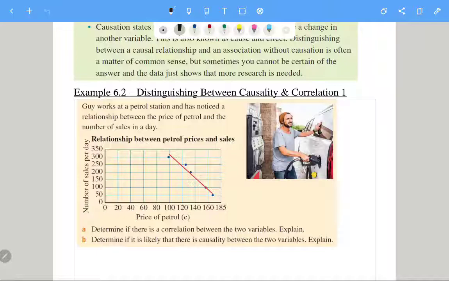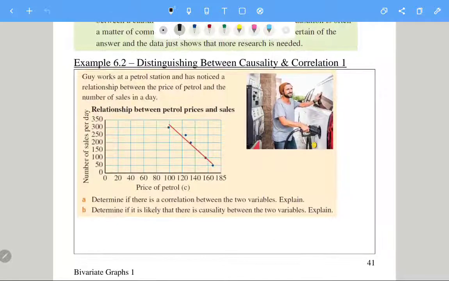So Guy works at a petrol station and has noticed a relationship between the price of petrol and the number of sales in the day. So price of petrol is in cents, C, and number of sales per day is along the y-axis. Determine if there is a correlation between the two variables. Explain. I'd say there is a correlation. And could I give it more directly? It's pointing to the bottom right.